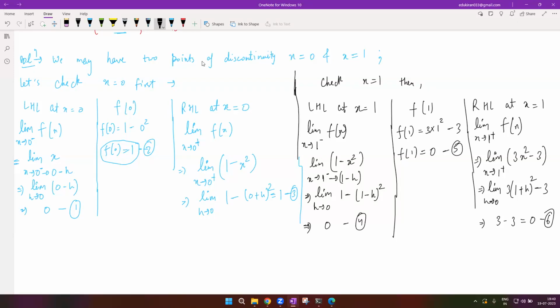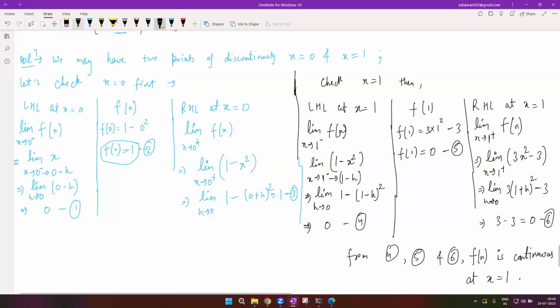So from first, second, and third. Okay, first write this, from fourth, fifth, and sixth, f(x) is continuous at x equals 1.